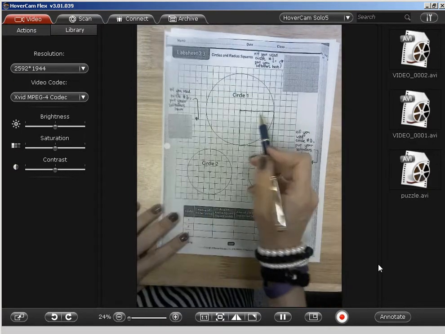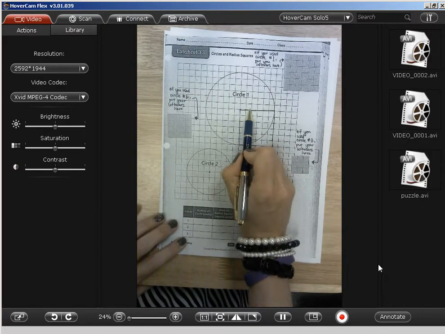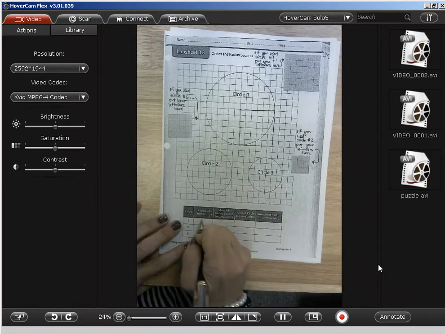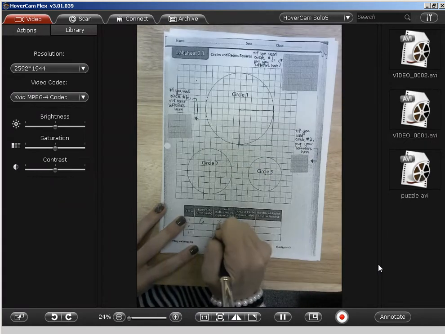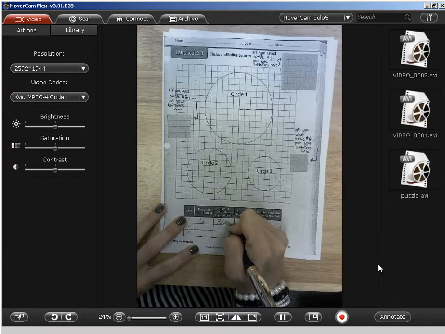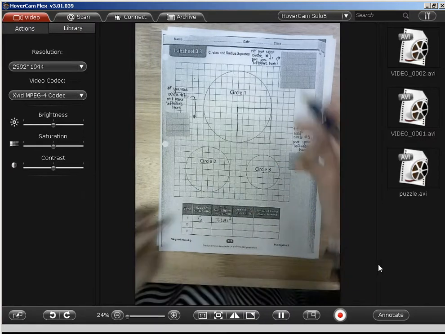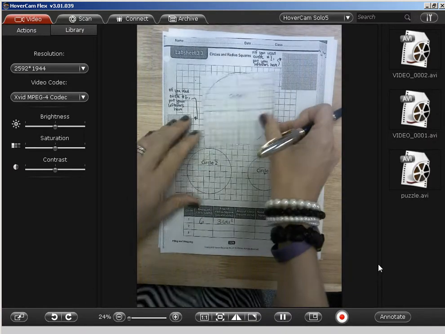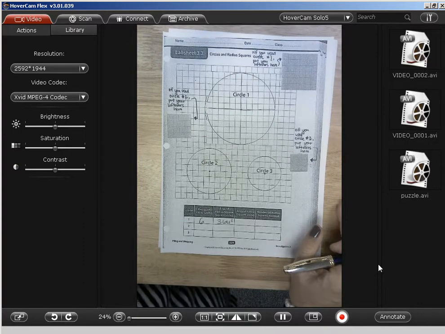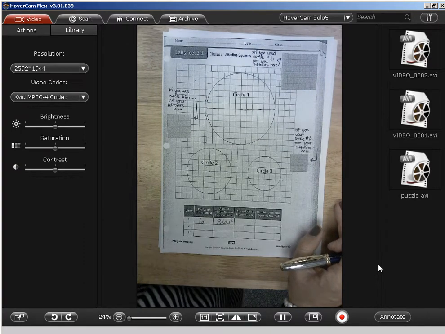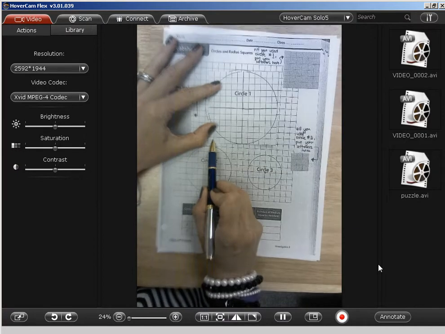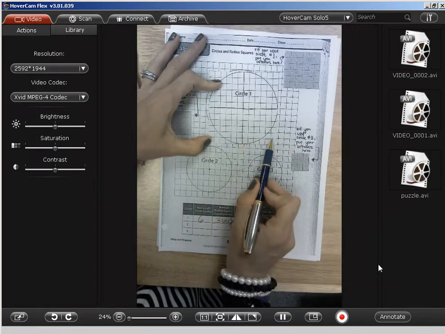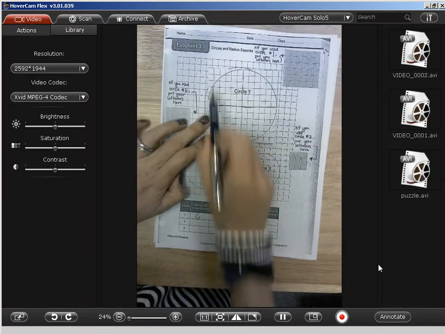So this radius is 1, 2, 3, 4, 5, 6. The area of that radius square would be 6 by 6, which is 36 units square. If you think about our circle as 4 radius squares, we can use that information to help us find the area. We could find the area of the whole square because if this radius is 6 and the diameter is 12, a 12 by 12 would be 144.